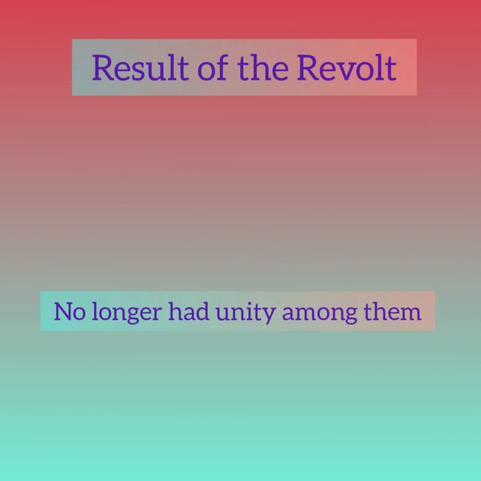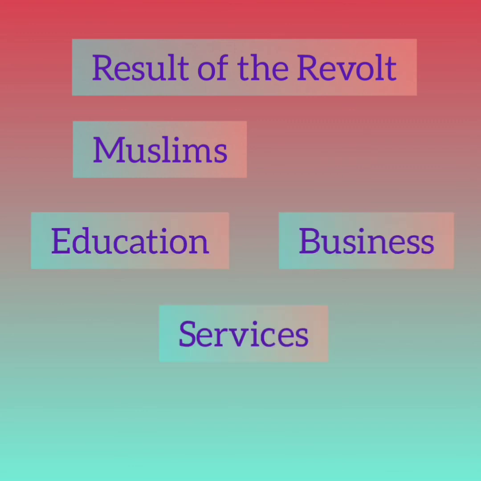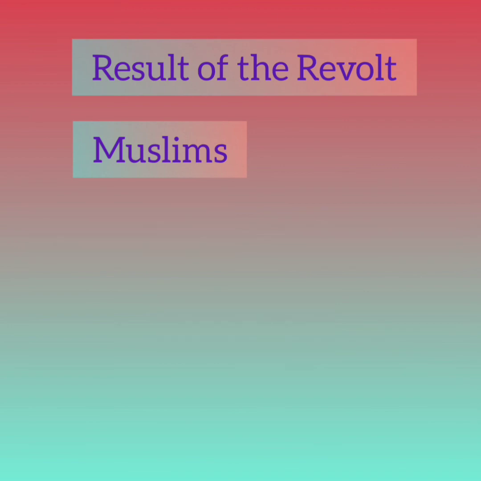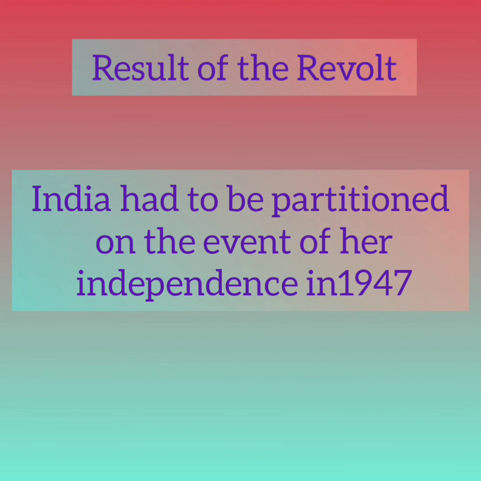Since the Muslims had taken an important role in the event, they were deprived of patronage in education, business, and services, and Hindus were given preferential treatment. At a later stage, the policy was reversed. The British used this disharmony to their advantage. It was on this ground that India had to be partitioned on the event of her independence in 1947. So these are some of the above points on the result of the revolt.